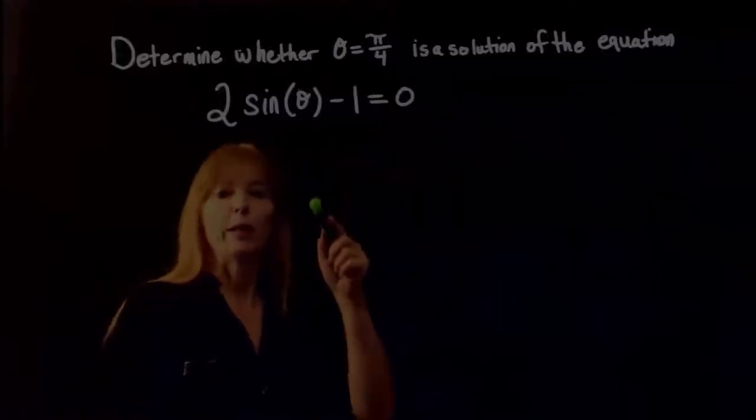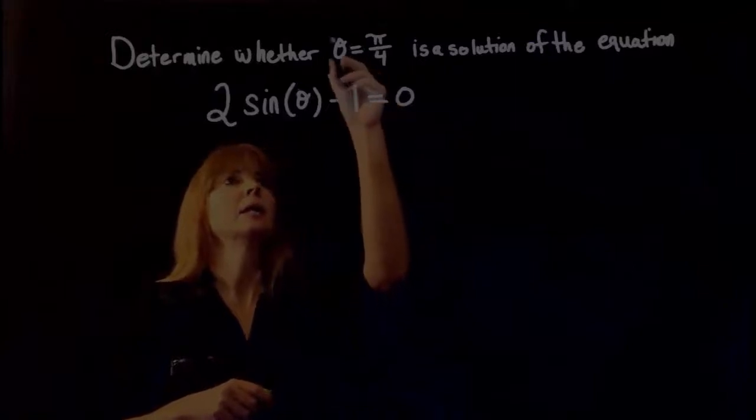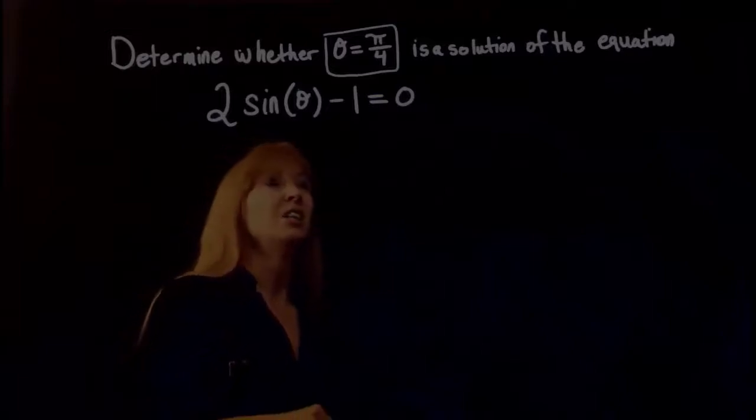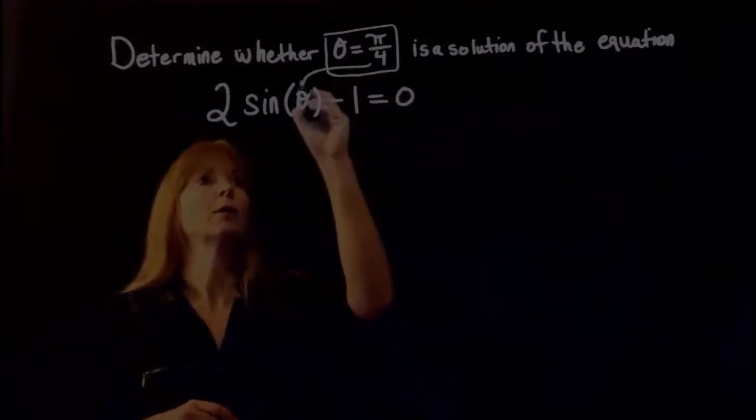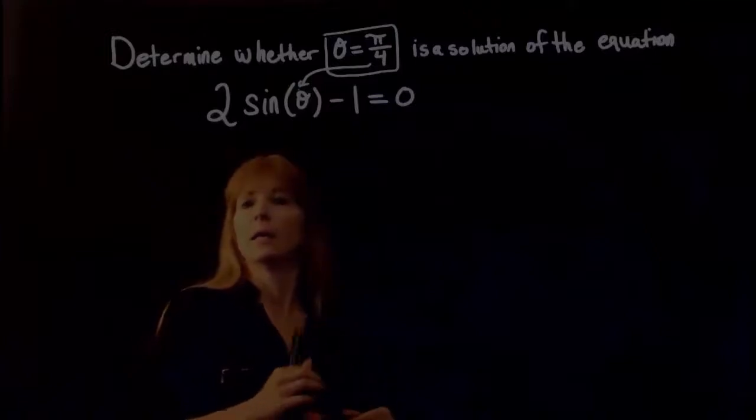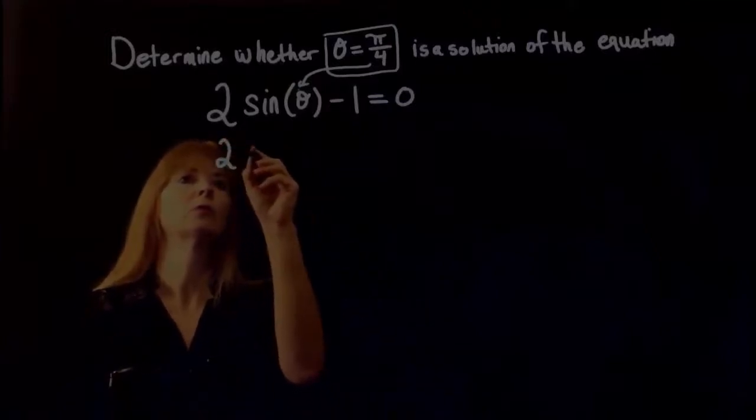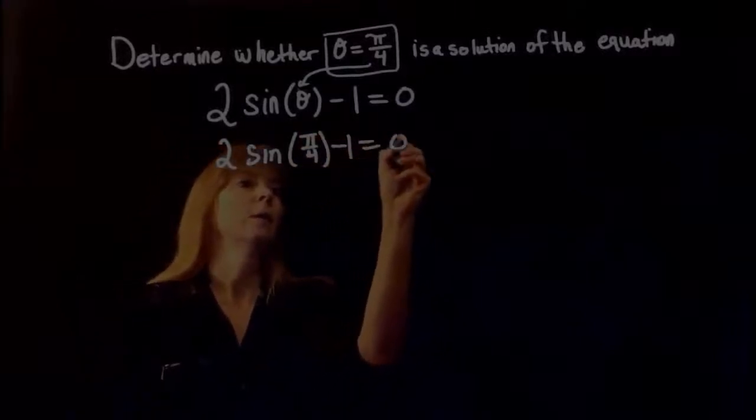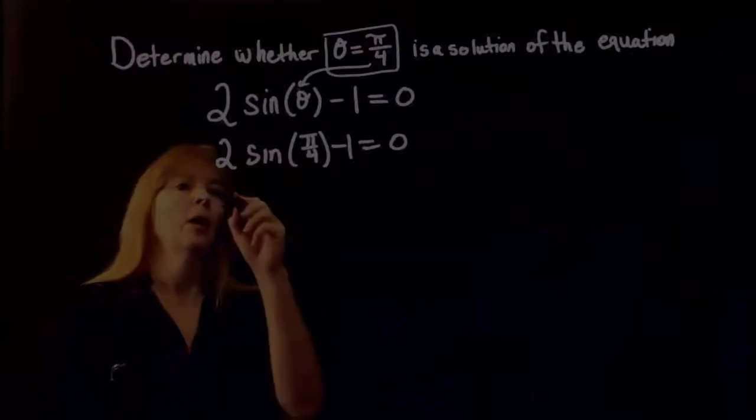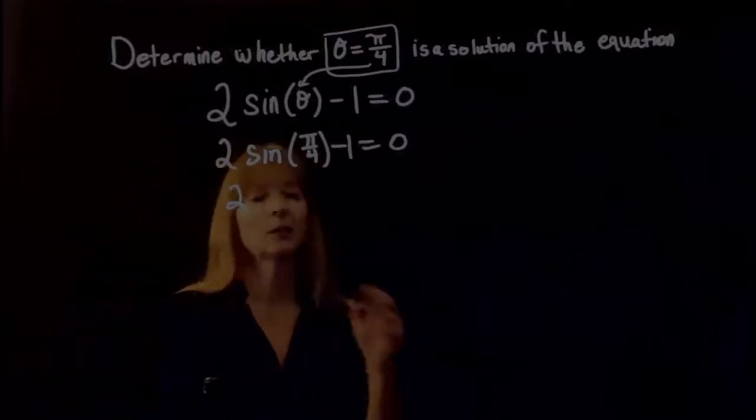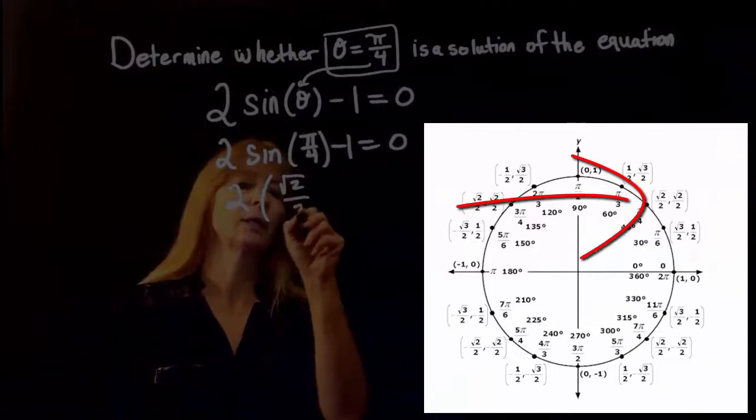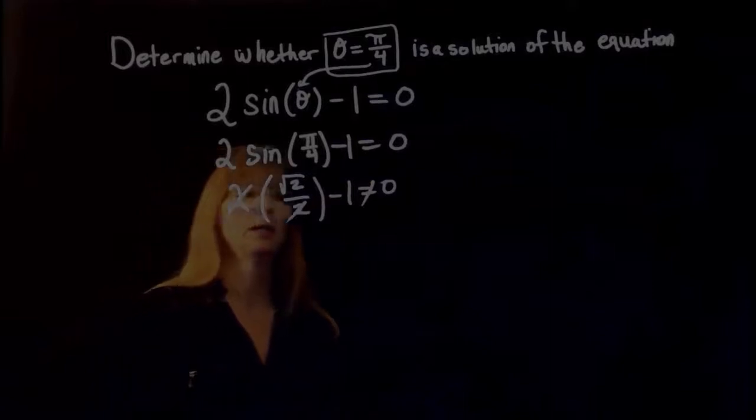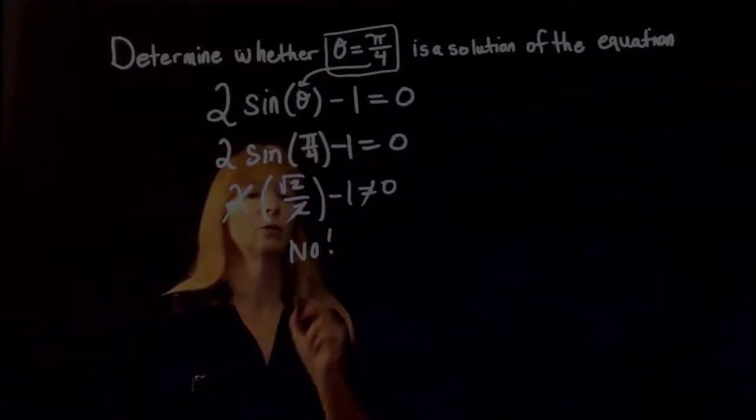Say you're given this equation and you're asked, is theta equal pi over 4 a solution to this equation? Just like any other equation, where you see theta, you simply plug in pi over 4. So 2 sine of pi over 4 minus 1 equals 0. Do you remember what sine of pi over 4 is? You should. It's the easiest one, right? It's where sine and cosine are the same. And even though the 2's cancel, I do not believe that is going to equal 0.